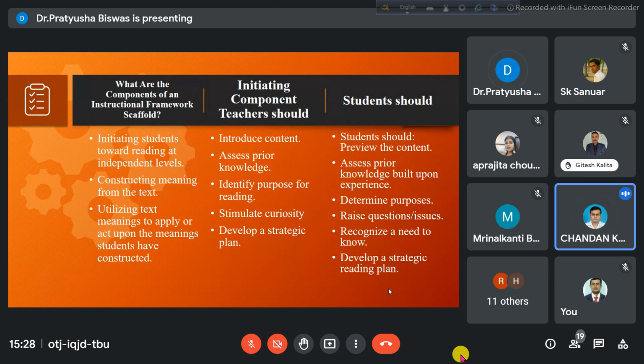Then stimulate curiosity. Among the students, curiosity should be stimulated, by which they can be eager to know about the topic. Can anyone tell me how curiosity can be stimulated in the classroom or among the students? Any one example or any one technique to stimulate curiosity? Yes, please.